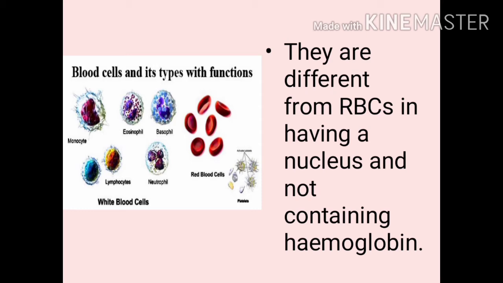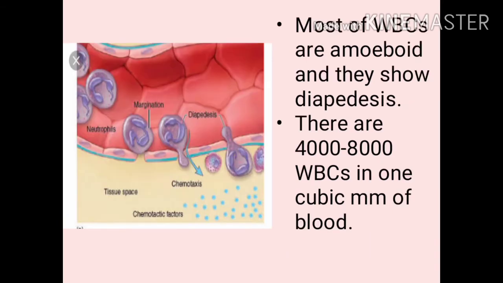White blood cells are different from red blood cells in having a nucleus and not containing hemoglobin. Their number is much less as compared to red blood cells. They are usually about 4,000 to 8,000 per mm³ of blood.